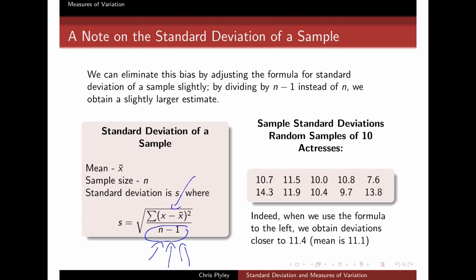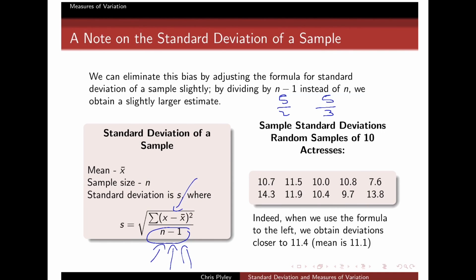And why would we do that? Because that's going to make this number a little bit bigger, right? If I have any kind of fraction, and I divide by a smaller number, what's the bigger number, 5 over 2 or 5 over 3? If I divide by a smaller number, my number just gets a little bit bigger, right? And so dividing by the smaller number, n minus 1, as opposed to n, makes this just a little bit bigger than our population standard deviation.